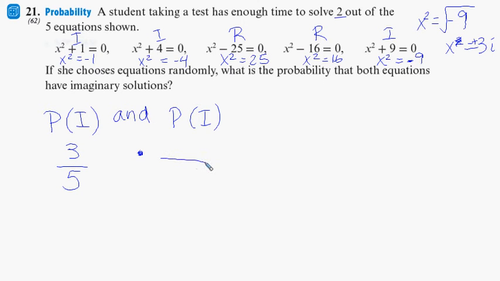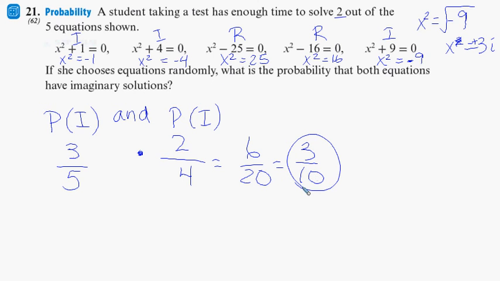But now for the second one, we no longer have 5 equations left. We only have 4. And because we've already chosen one of the imaginary ones, we're down to 2/4. When you multiply those, 3 times 2 is equal to 6, 5 times 4 is equal to 20, and that reduces to 3/10. And that's how we know that the probability of randomly choosing an equation that has an imaginary solution is equal to 3/10.